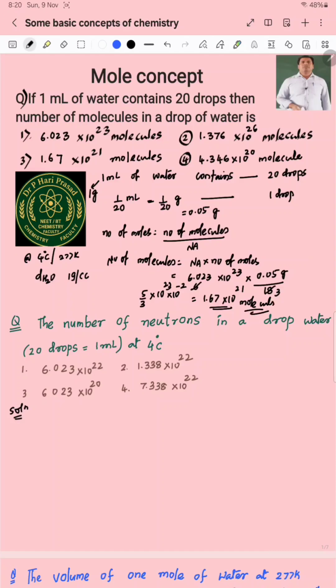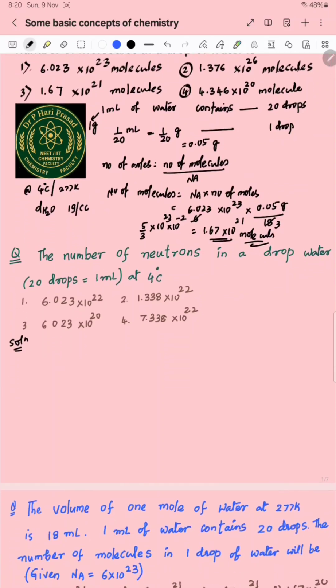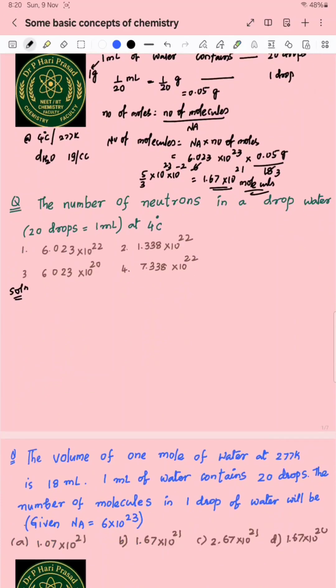Now similarly, students, look at the second question. Just please pause the video and try to solve the question, then check your answer. Okay, now he is asking the question: number of neutrons in a drop of water. So here it is given as 20 drops equal to 1 ml at 4 degrees centigrade. Okay, that's good.